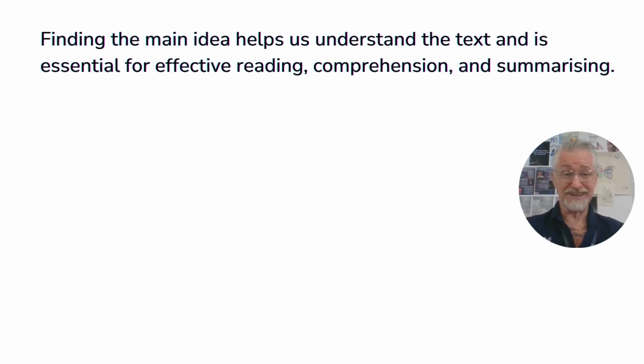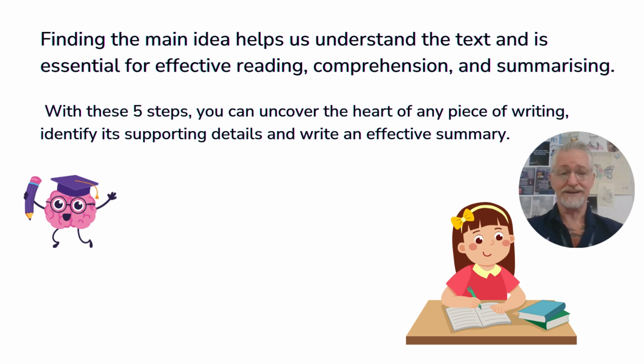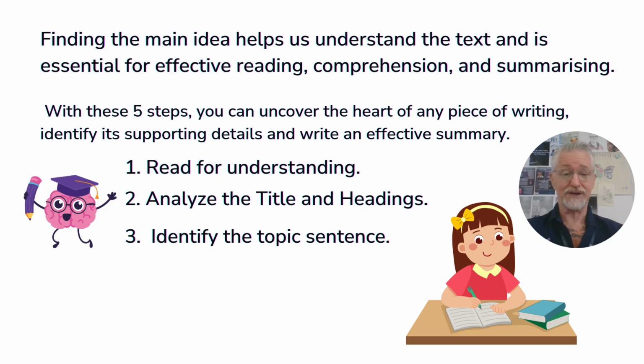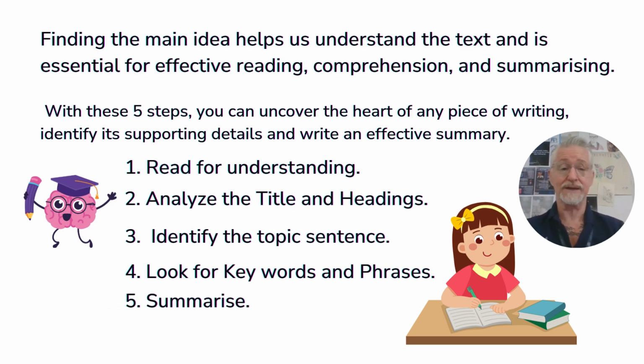Finding the main idea helps us understand the text and is essential for effective reading, comprehension, and most of all, summarising. With these 5 steps, you can uncover the heart of any piece of writing and identify its supporting details, which allows you to write an effective summary. So, follow the steps. Read for understanding, analyse the title and headings, identify the key topic sentence, look for keywords and phrases, and then, most importantly, put it all together in an effective summary using your words and a structure and a format that works for you.